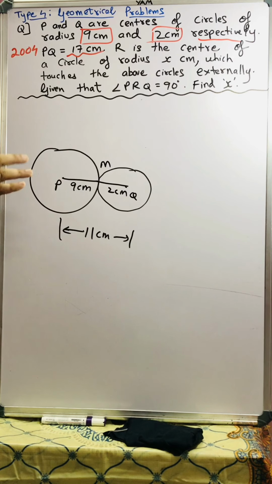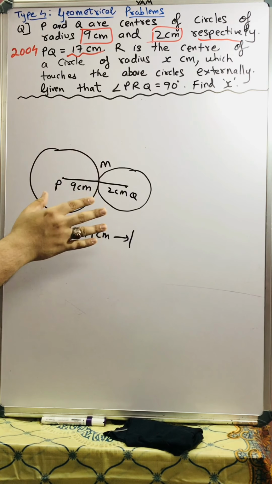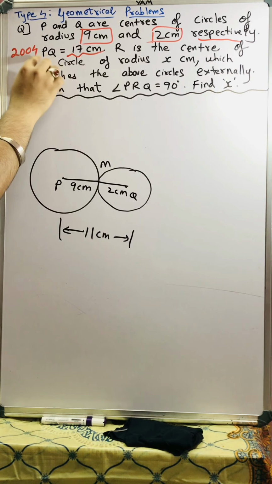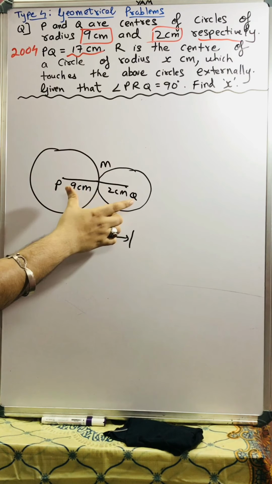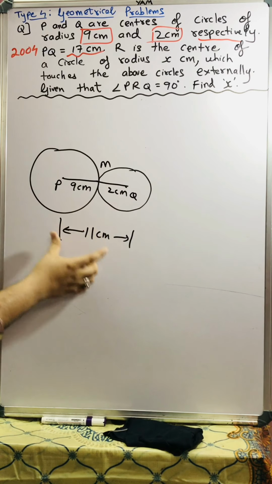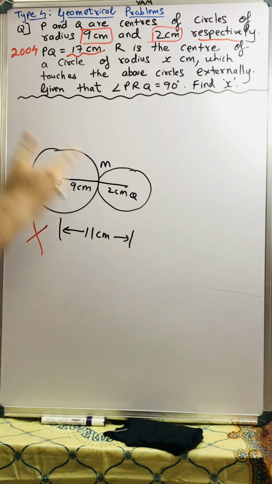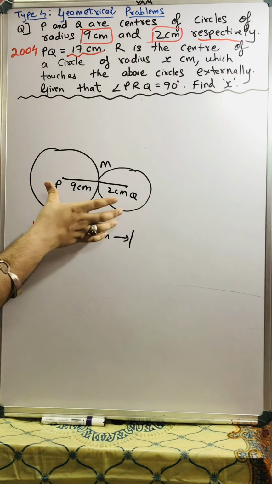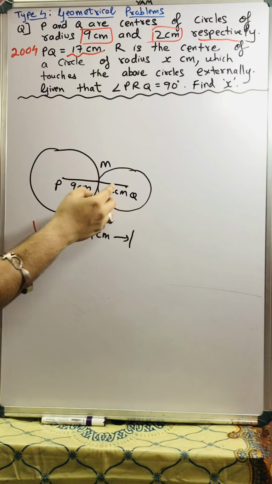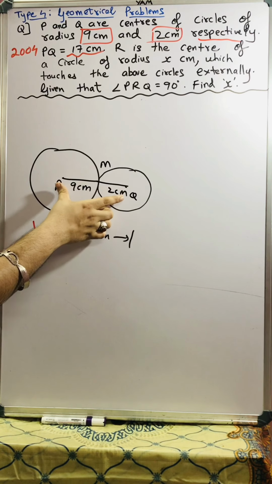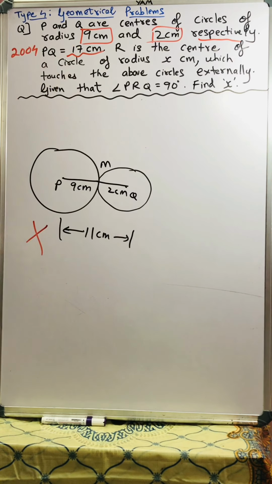Students, this is the pattern mistake we make. It's natural that we always draw two circles touching each other. So we should read the question properly. They are telling us the distance between the two centers P and Q is 17 cm. If we draw the circles touching like this, then it's 11 cm, so this diagram is completely wrong. If the two circles touch each other externally, the distance between the centers will be 11, but we want 17. That means the circles are not touching each other, so this diagram is wrong.